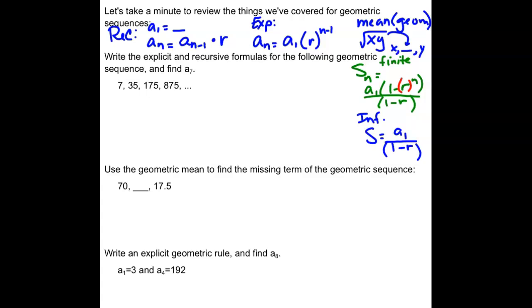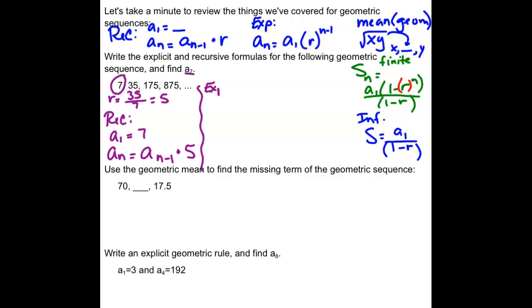Our example here says to write the explicit and recursive formulas for the geometric sequence 7, 35, 175, 875, and then find the seventh term. All right, so we know our first term is 7. Our r value is just the second term divided by the first term, so we're multiplying by 5 each time. So my recursive rule would state that the first term is 7, and each term after that takes the previous term and multiplies by 5.